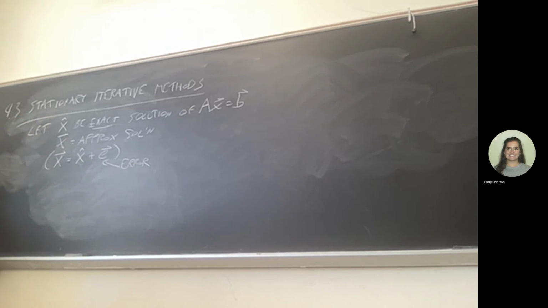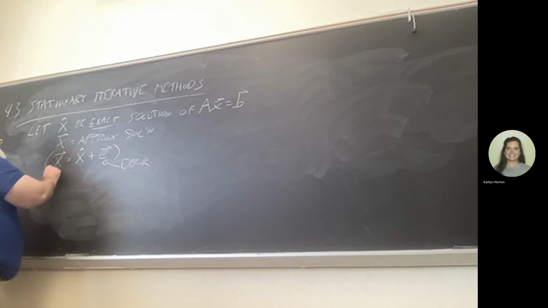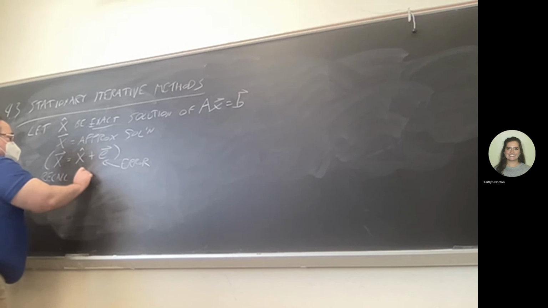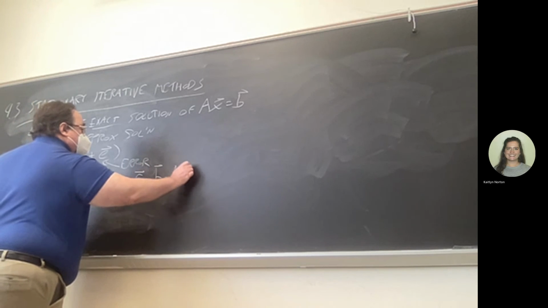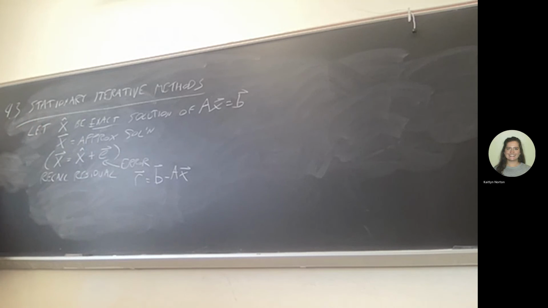Now, when you go ahead and get your approximate solution, you don't know what the error is. But a way to get an idea of what the error is, is to compute the residual R, which is B minus AX. Ideally, if the residual is small, hopefully the error is small, although whether that's really true or not depends on the matrix A. Is it well conditioned or ill conditioned?